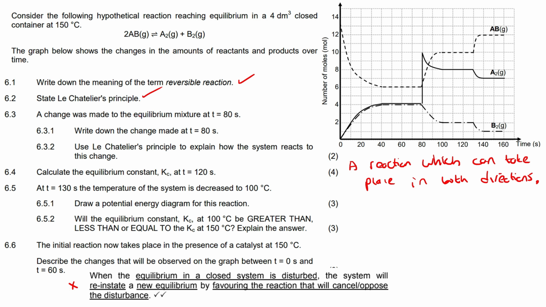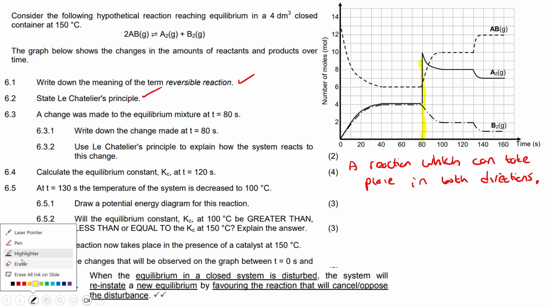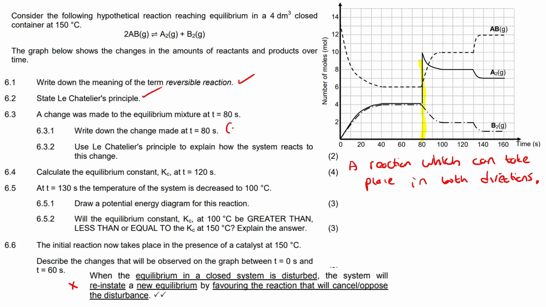Now it says a change was made at 80 seconds, which is over here. Okay, a change was made. Where's the mark allocation here? Sorry, I'll get that for us now. This one here is worth 1 mark. So let me put here a 1. Okay, so it says write down the change that was made at 80 seconds. So let's have a look.